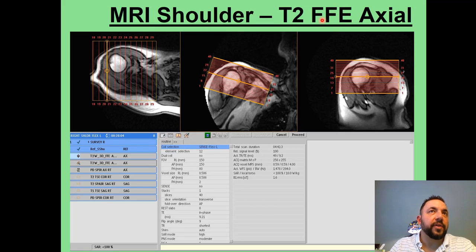T2 FFE, FFE stands for fast field echo. That's a gradient echo axial acquisition. How do we know that this is a T2 star sequence? How do we know this is T2 susceptibility? Because we have a flip angle that's very low in this case here, flip angle of 9, which should give us T2 star contrast, T2 weighting.